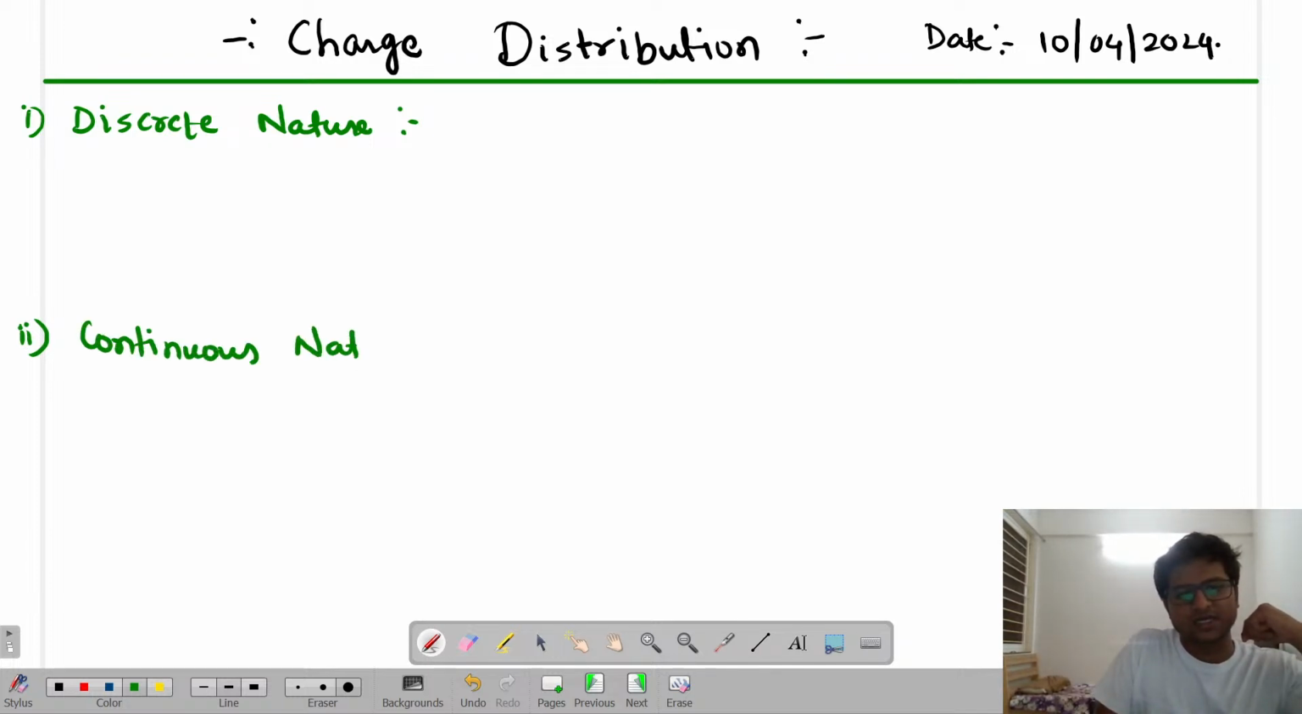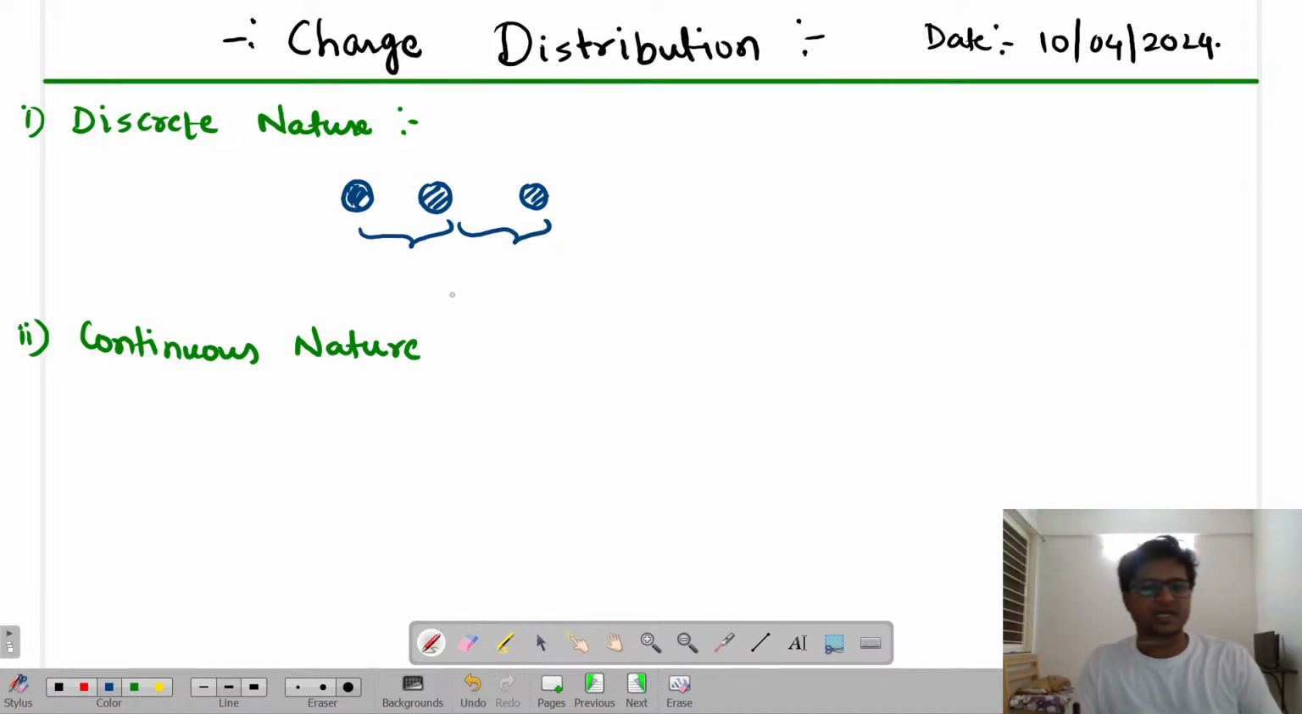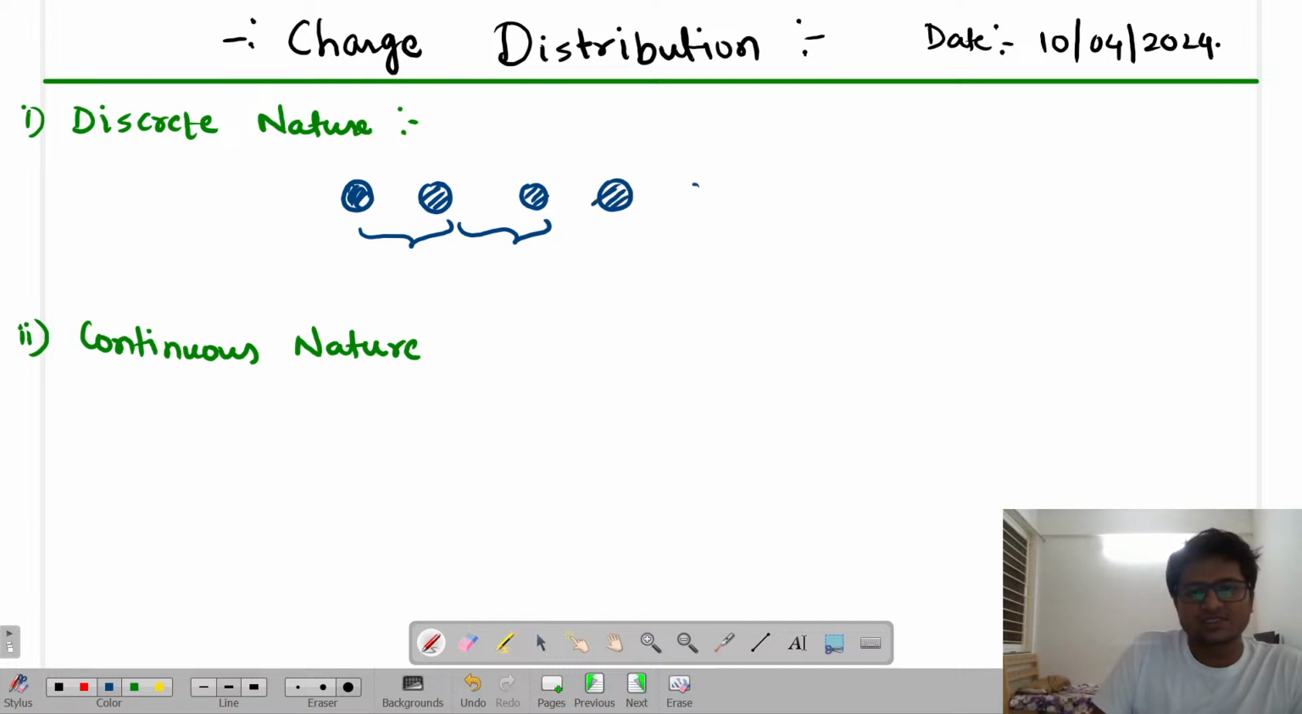So in discrete nature, our particles are there, but they are placed far apart, isn't it? So there is no interaction between each of them. If you consider two particles, then there is very little interaction between themselves. So these situations in which the particles are placed far apart, we call a discrete kind of system.